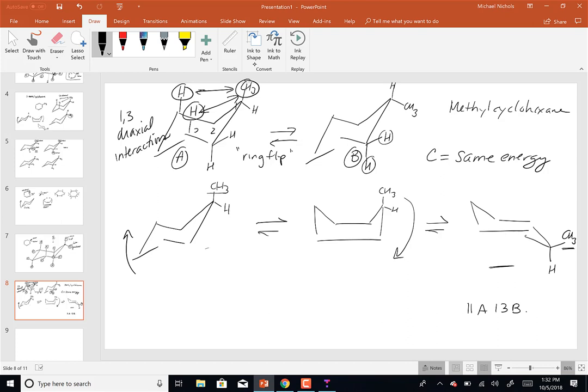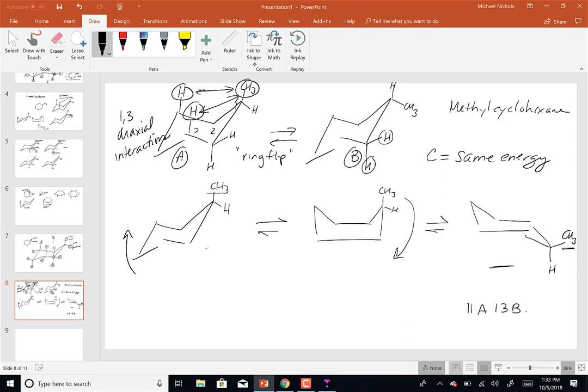Now, what happens if you have two non-hydrogen groups on the same carbon? On the same carbon? Yeah, like if there was a dimethyl and they were both attached to the same carbon, you'd have no choice. One would have to be axial and one would have to be equatorial. So what I'm talking about is when you have a choice, so that the methyl group can either be axial or equatorial through the ring flip. What's going to be the more stable conformation?